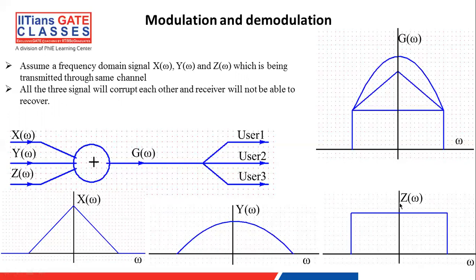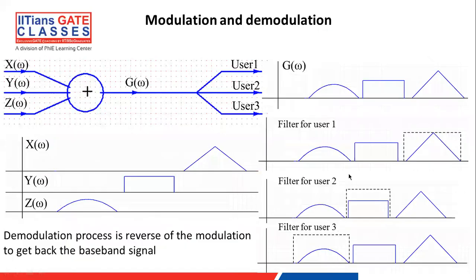But here we have not done any modulation. We are just taking the baseband signal or message which was at the input source and directly transmitting it through one channel. But what will happen if we do the modulation? Let's say we are doing the modulation of X of omega, Y of omega, and Z of omega. As I told, modulation is nothing but shifting a low frequency signal to a high frequency signal. So I have taken this X of omega from baseband and shifted it to high frequency. Similarly, I have taken Y of omega and shifted it from baseband to high frequency, and Z of omega from baseband to this high frequency.